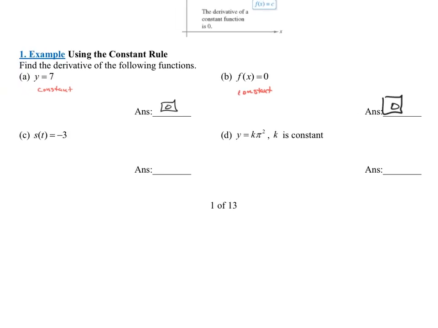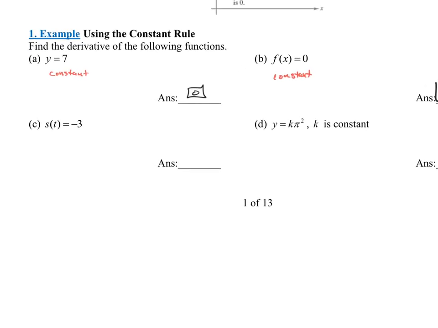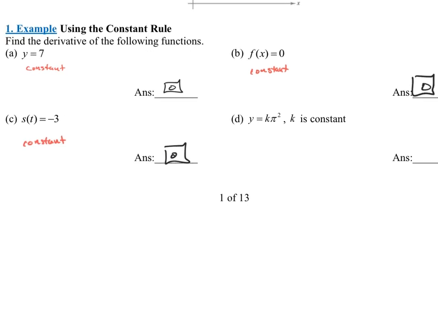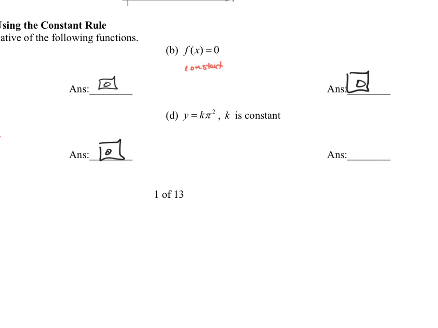The next one says s of t equals negative 3. Again, this is a constant. So saying it's a constant is showing my work. If you didn't put that it was a constant, you would have to use the limit definition, which I'm sure you don't want to do. How about k times pi squared? Notice, it says k is a constant.